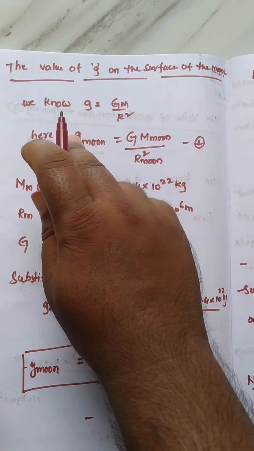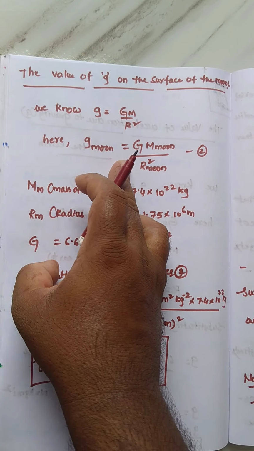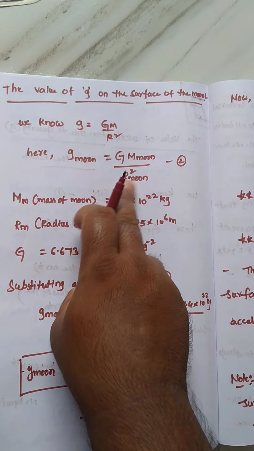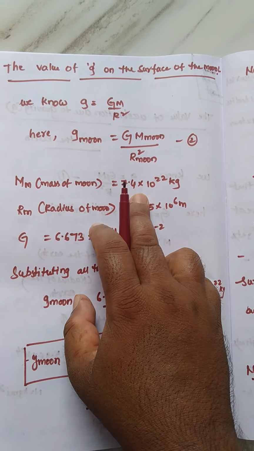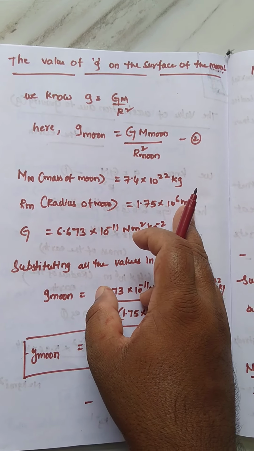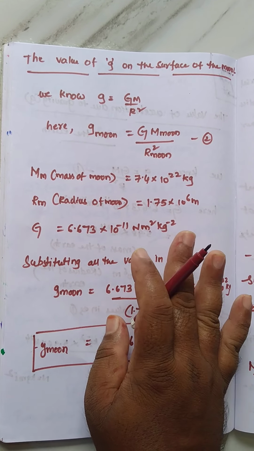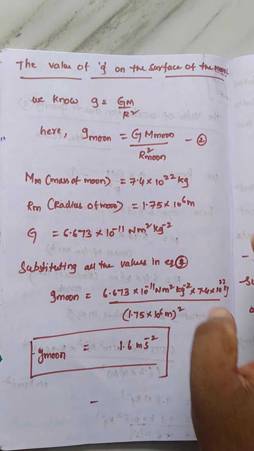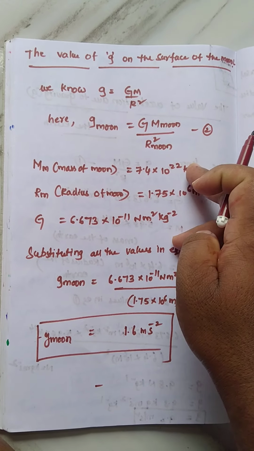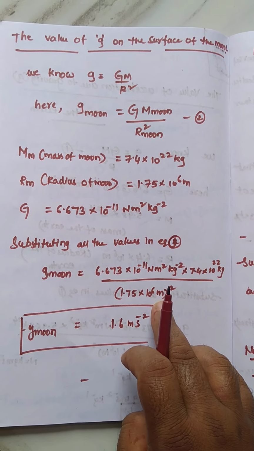For that we know g equals GM by R square. Here I want to calculate g on the moon. g on moon equals G, the universal gravitational constant, times mass of moon by radius of moon square. The mass of the moon is 7.4 into 10 power 22 kg, the radius of the moon is 1.75 into 10 power 6 meter, and G is 6.673 into 10 power minus 11 newton meter square kg power minus 2. Substitute all these values in equation 2: 6.673 into 10 power minus 11, all in SI units, into 7.4 by (1.75 into 10 power 6 meter) whole square.